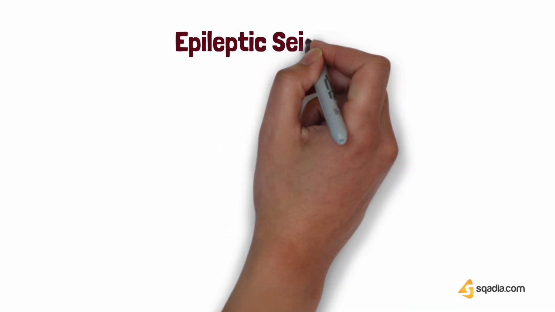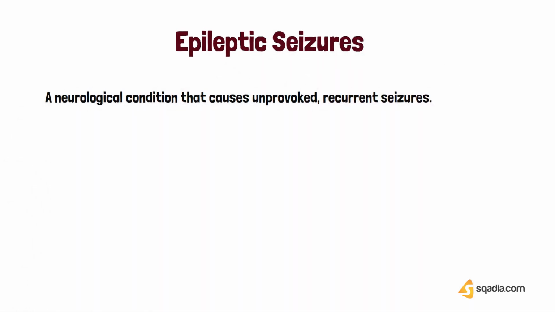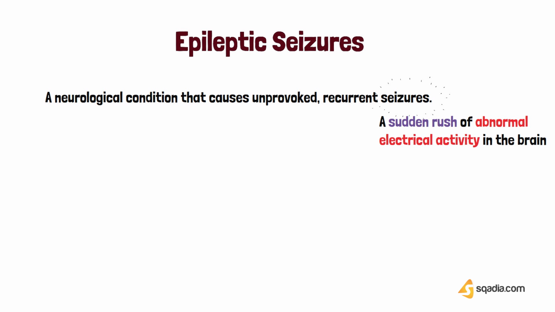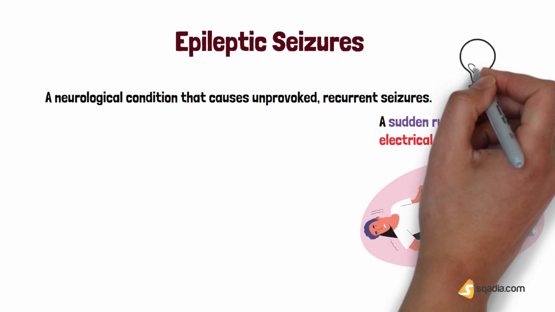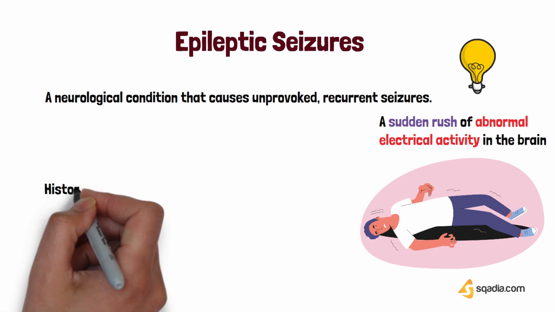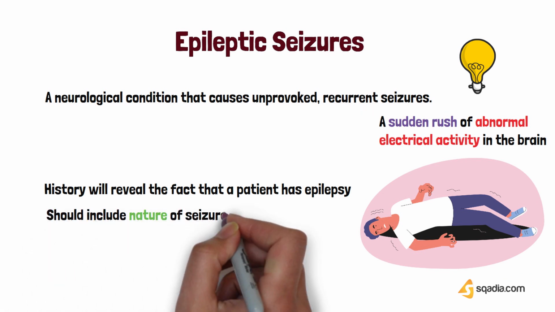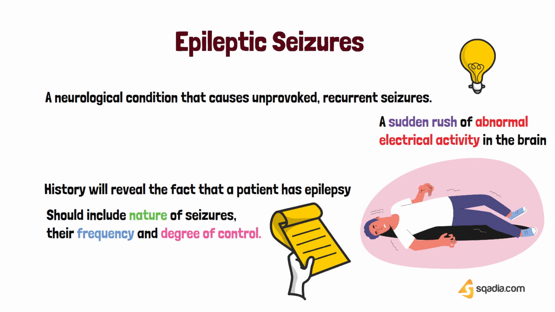Epileptic seizures. Epilepsy is a neurological condition which causes unprovoked recurrent seizures. A seizure is a sudden rush of abnormal electrical activity in the brain. In a dental setting, a seizure may occur even due to an exposure to the dental light. Now, in a patient who has a history of epilepsy, we need to take a thorough history, and that should include the nature of the seizures, frequency, and the degree of control of the disease.